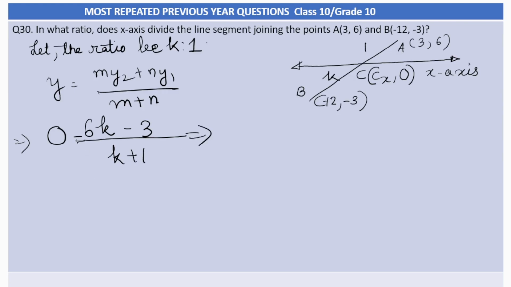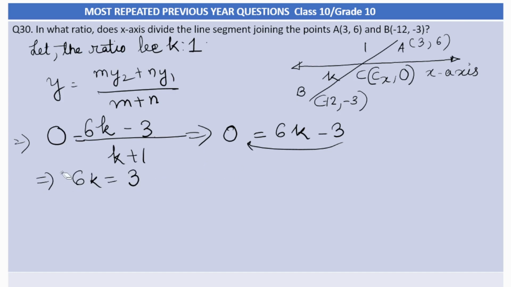Now if I take this k plus 1 to the other side, it will get multiplied with 0. Here it is divided, on the other side it will get multiplied. So what remains is 0 again, because 0 into anything is 0. Now what is left on the right hand side of this equation? 6k minus 3. Now I will take this minus 3 to the other side. It will become plus 3. So 6k is equal to 3.